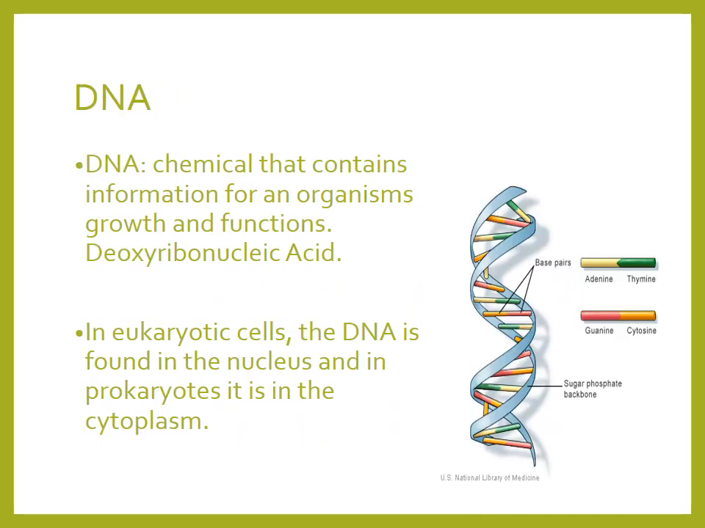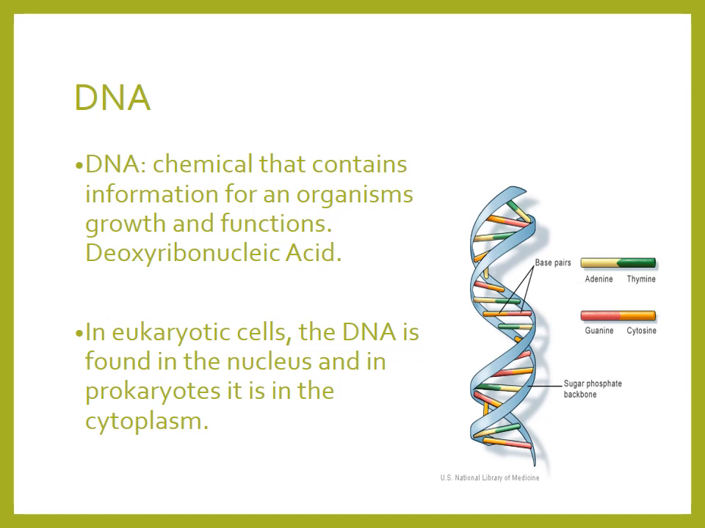Okay, before we get into it, we need to identify a few key terms that we're going to be using throughout this lesson. DNA. DNA is a chemical that contains information for an organism's growth and functions. Deoxyribonucleic acid is how you say that. In eukaryotic cells, the DNA is found in the nucleus, and in prokaryotes, it's in the cytoplasm. Remember, prokaryotes don't have a nucleus, and the DNA just floats around in the cytoplasm instead of inside the nucleus itself.